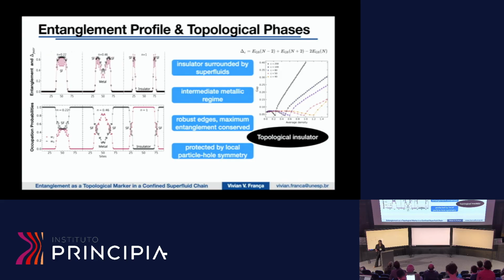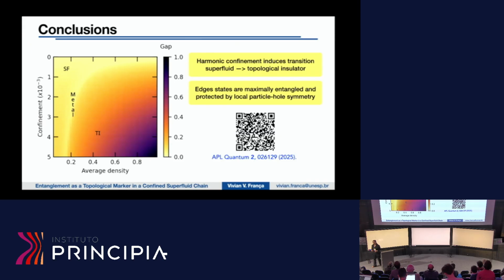So it seems we have a topological structure here, with some of the features one would expect from a topological phase. Using the gap, which also marks well the intermediate metallic phase, we depicted this phase diagram as a function of the confinement and the average density, for this strong attractive interaction, which is U equal to minus 10, right? So that's the main idea so far.